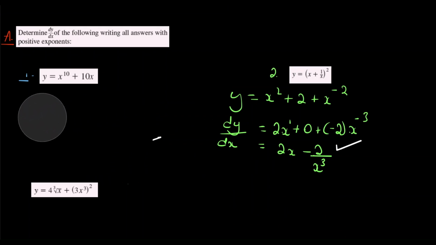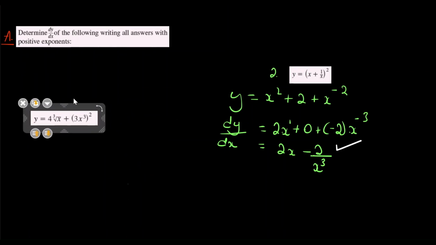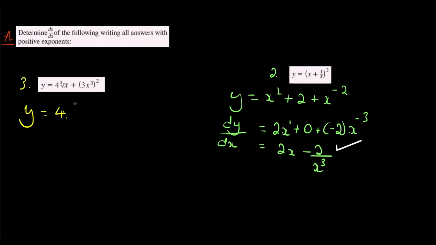So let's move on to question 3. See how we can answer question 3. So question 3 really has a combination of surds and a combination of eliminating a bracket. So we have y is equal to 4 times cube root of x plus the x cubed squared. So we have to eliminate the surd. We have to eliminate the fraction, the other brackets.